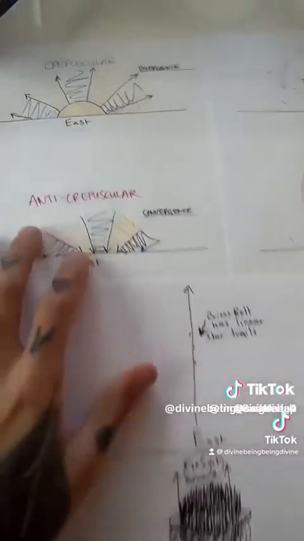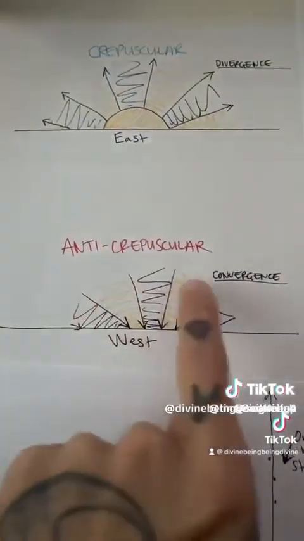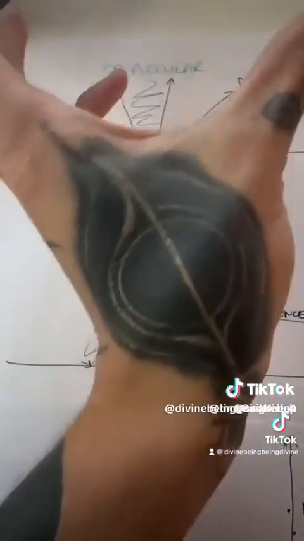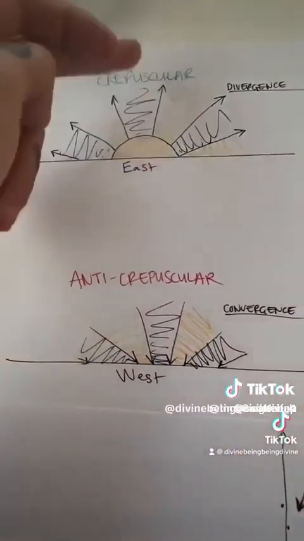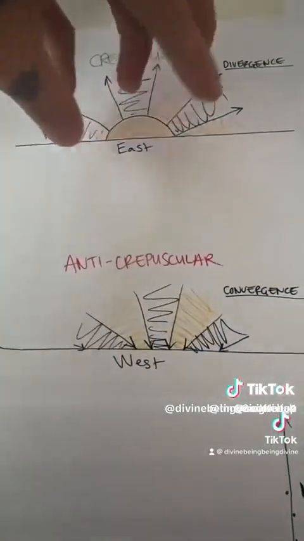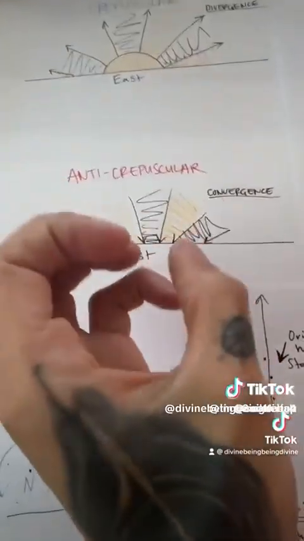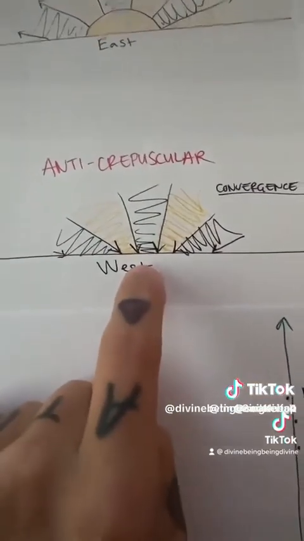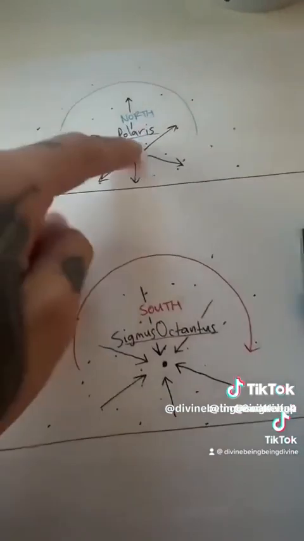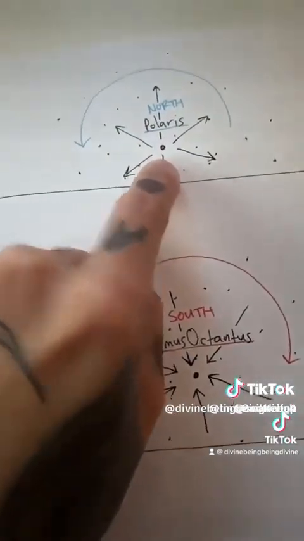Basically, you have to know what crepuscular and anti-crepuscular means. Crepuscular rays of the sun means they're diverging and it's parallel. They're diverging as the sun rises in the east and it sets in the west. But the sun rises in the east and those same parallel rays will converge at the west. It's anti-crepuscular, converging.